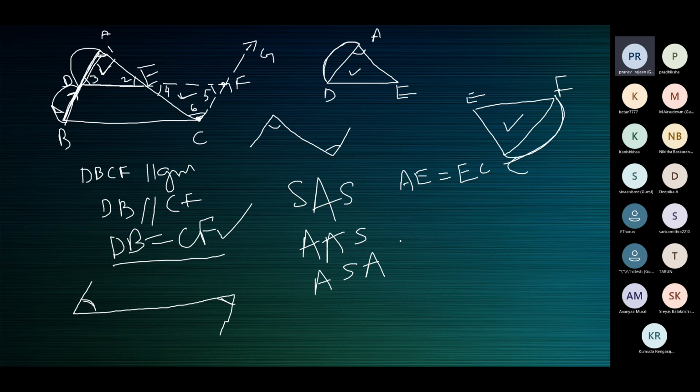Ma'am, angle 1 is equal to angle 6. And another angle is angle 3 is equal to angle 5. And another side is AE is equal to EC. Okay. So Pranav Rajan says 1 is equal to 6, 3 is equal to 5, AE is equal to EC. Correct. Then what will be the congruence rule? Ma'am, AAS.